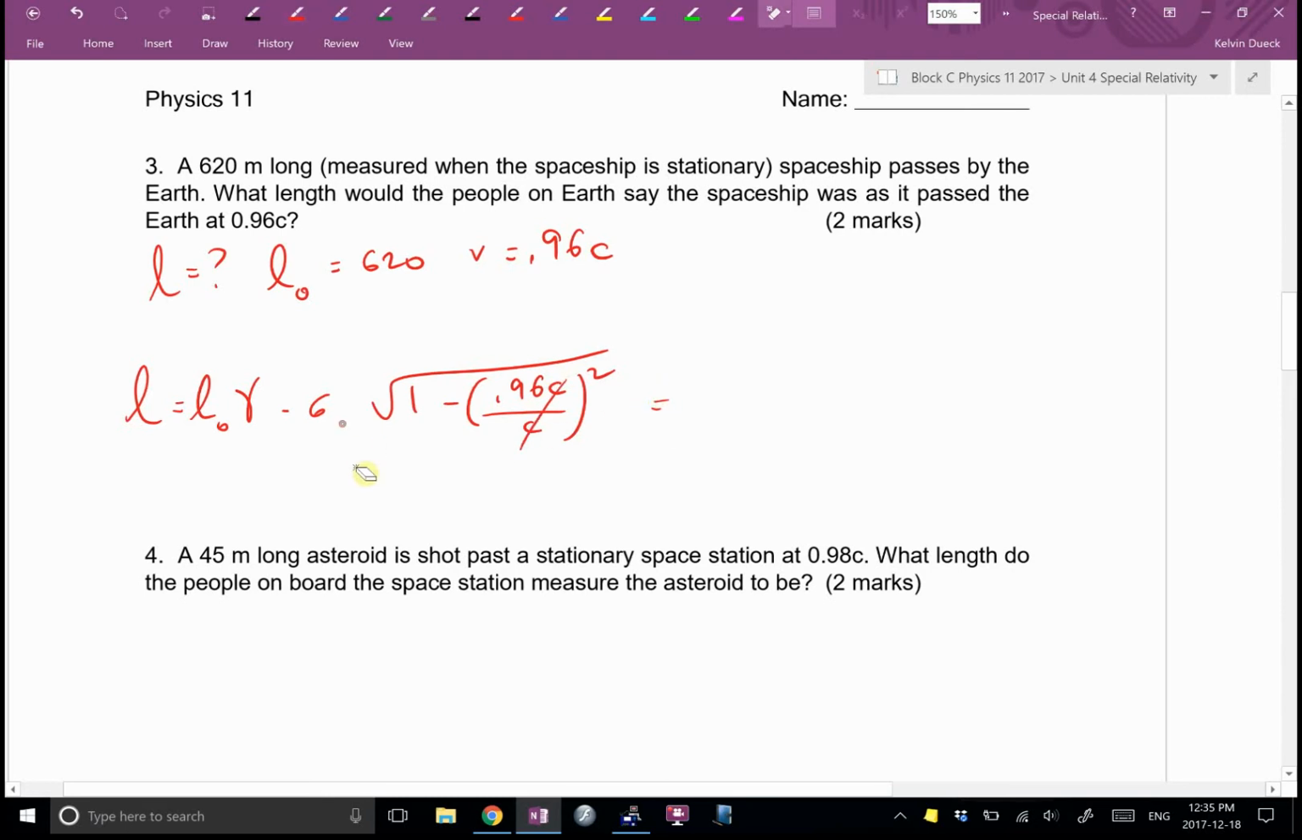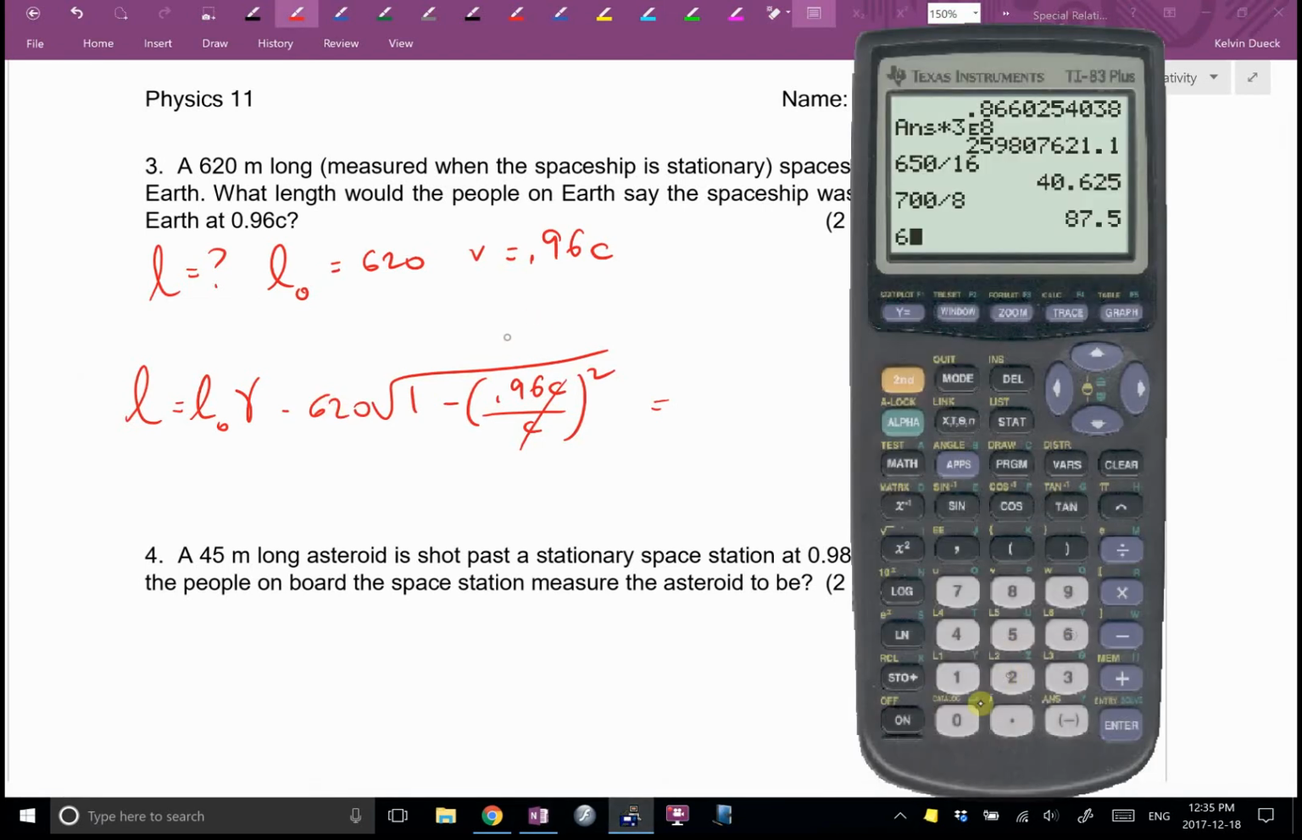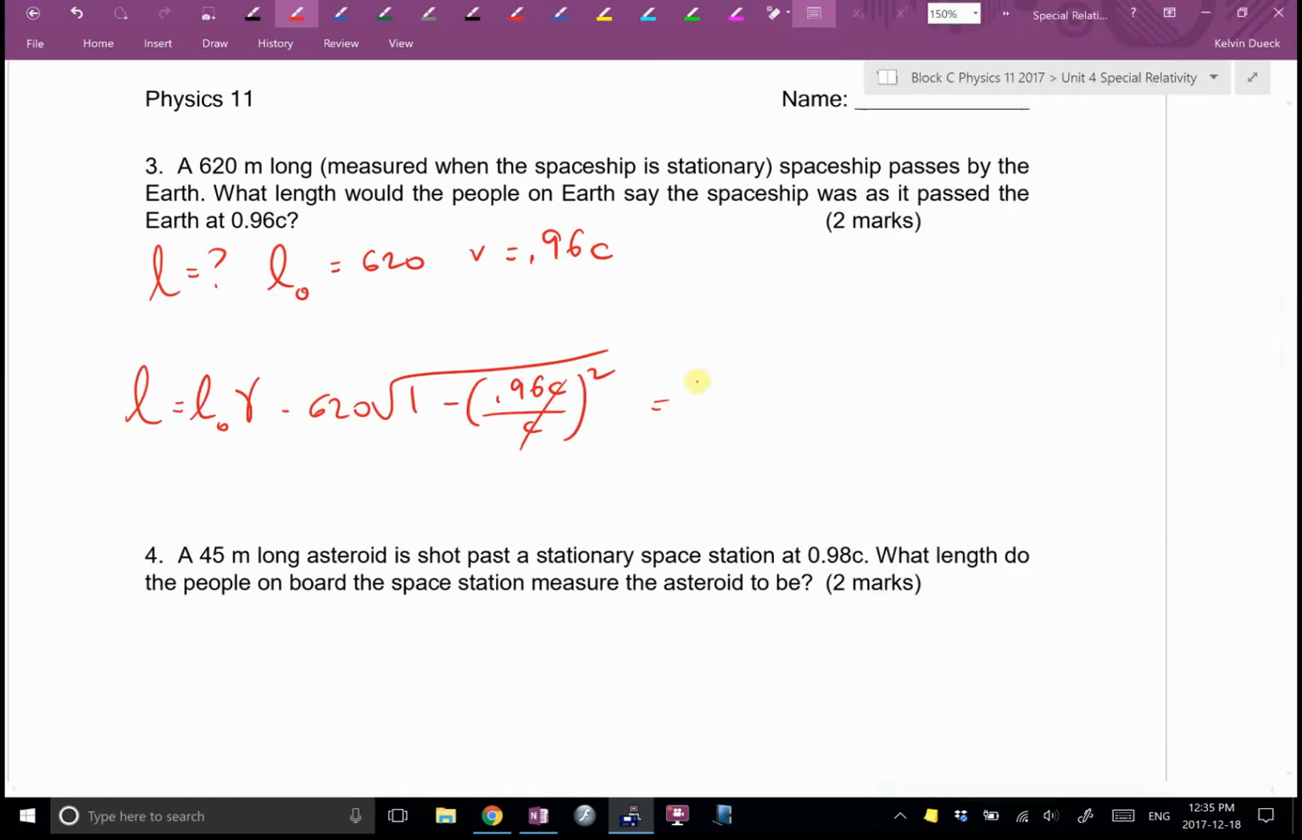620. Why did I write 600? Because I can't read my own writing, apparently. So it's going to end up being 620 times the square root of bracket 1 minus 0.96 squared. You get it? Wow. 173.6. I'll go 174, but 173.6 is fine.